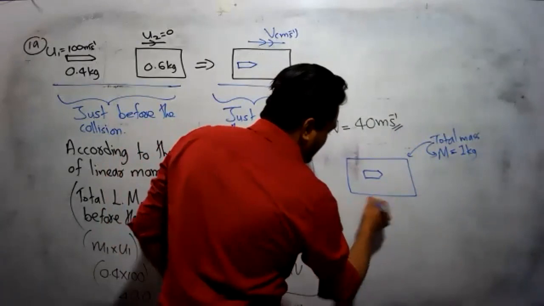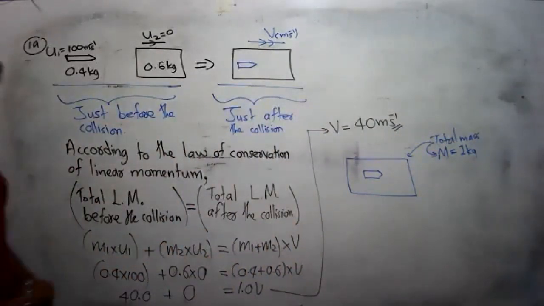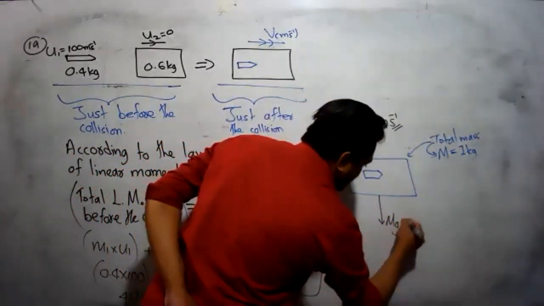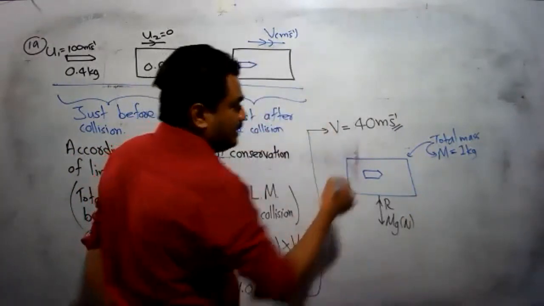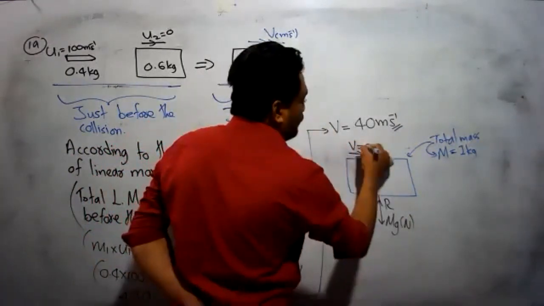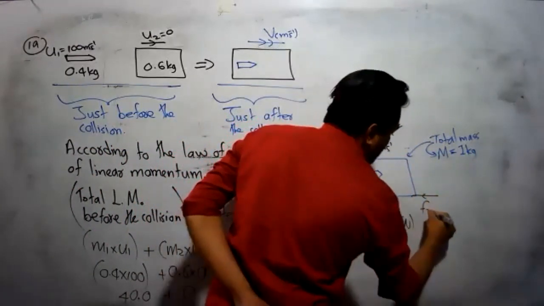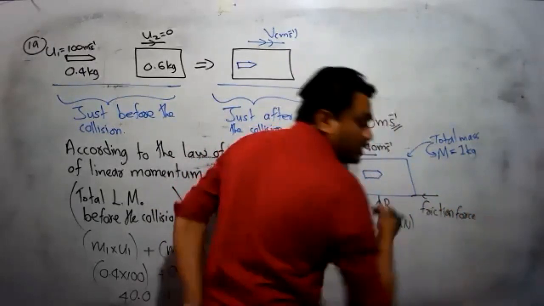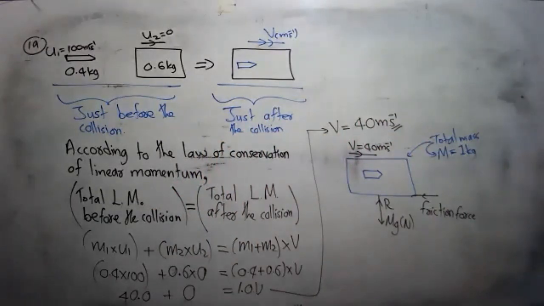Therefore, the total weight is acting downward. If the total mass is 1 kilogram, the total weight is acting downward as capital Mg. The normal reaction force is capital R. It starts to move with a velocity of 40 meters per second, and there will be a friction force. Right. Please draw this figure here. Because the next question is they have asked us to find the friction force. So draw it.